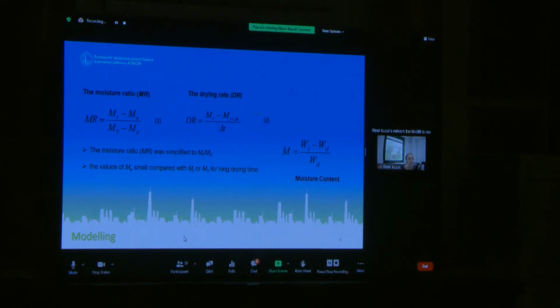In the slide you see M0 is the initial moisture content, MT is the moisture content at time t, and ME is the equilibrium moisture content. For a long drying time, when we compare the ME values to M0, the ME values are too small, so the moisture ratio can be simplified to MT divided by M0.